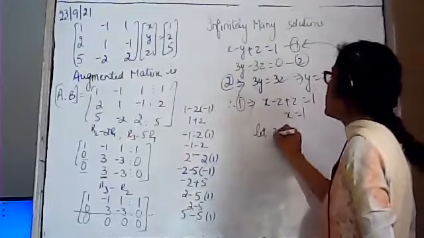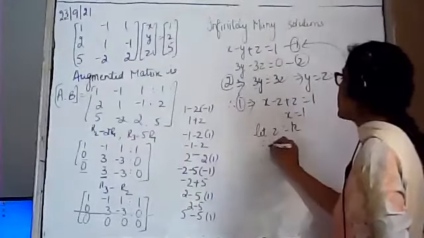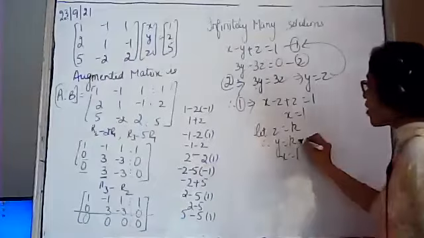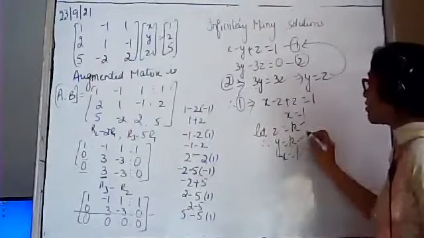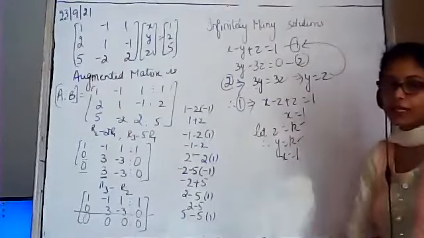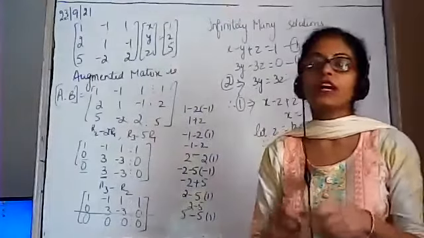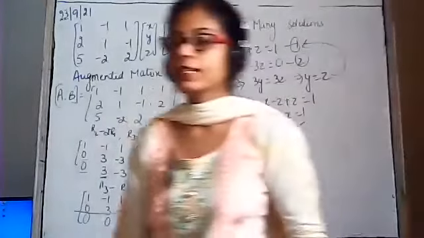Let z is equal to k. Therefore, y is equal to k and x is equal to 1. For different values of k, we are having different values of y and z. It means that the solution is depending upon z. So we are having infinitely many solutions.